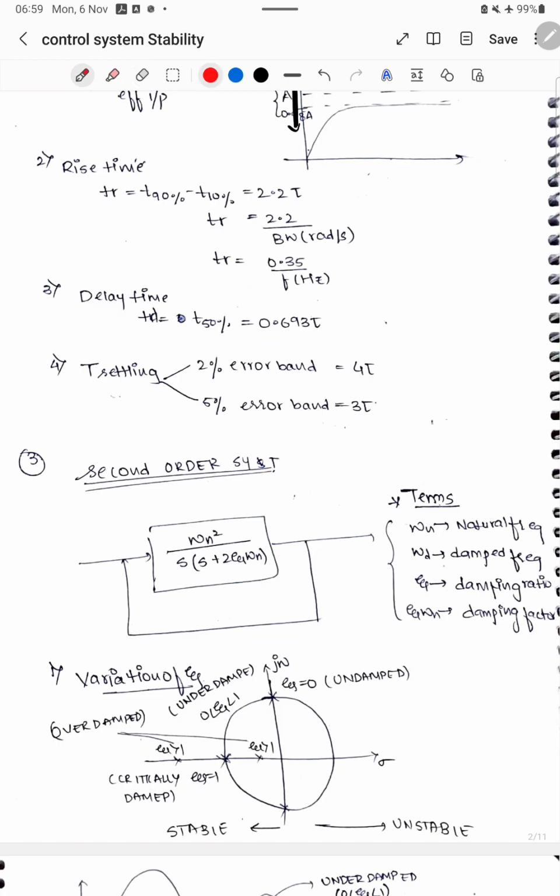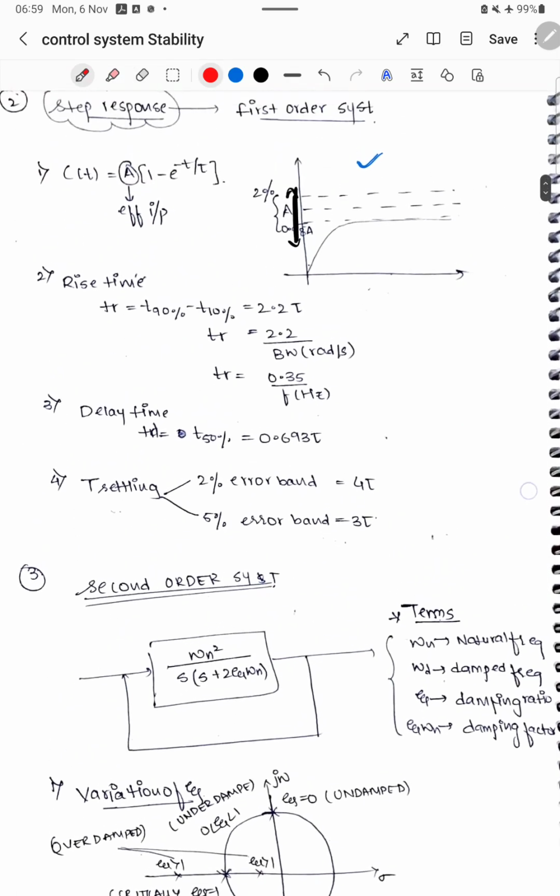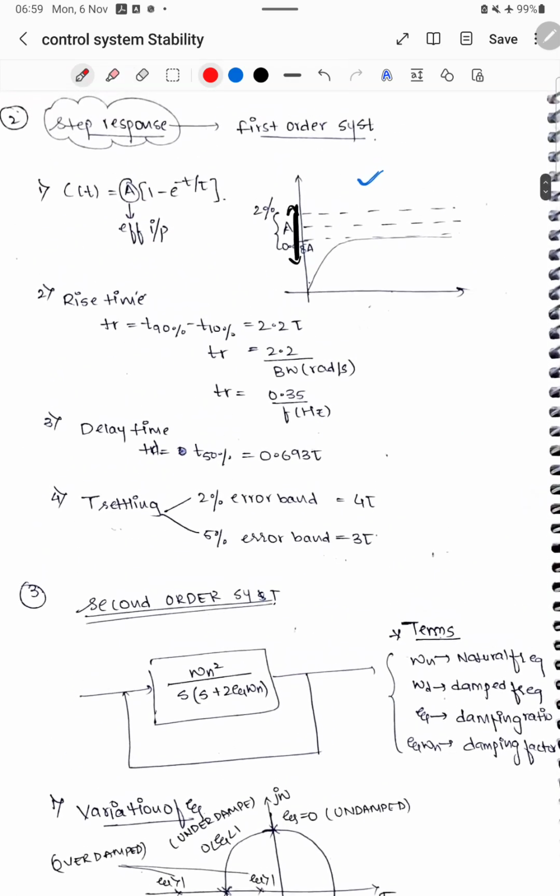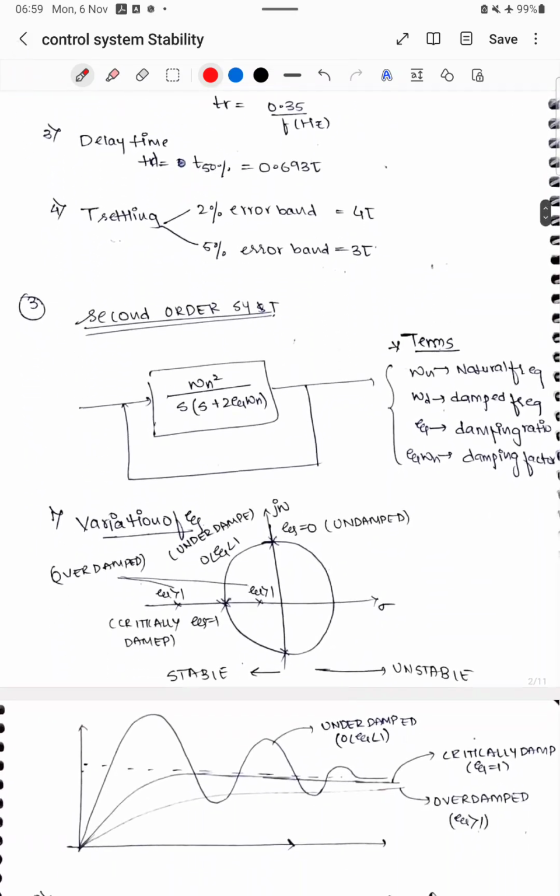Fine. So this is all the discussion about first order system. Output response is a into 1 minus e to the power minus t by tau. Rise time is nothing but 2.2 tau. Delay time is 0.693 tau. Settling time for 2% error band is 4 tau and 5% error band is 3 tau.